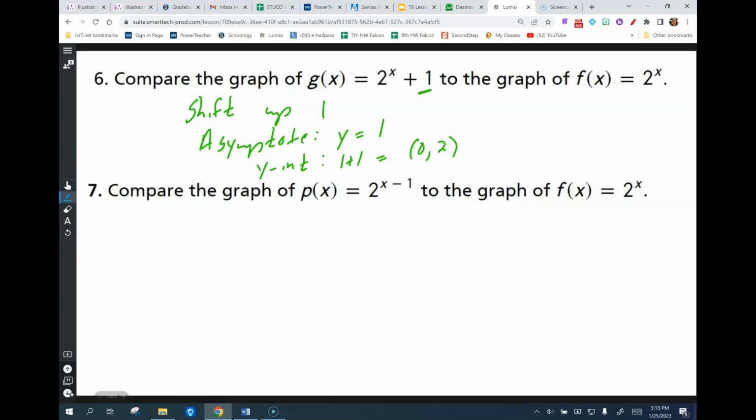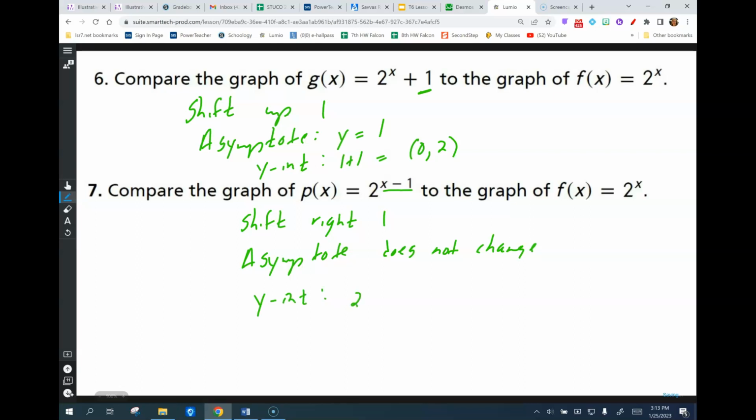Now, on this one, on number 7, we notice that it's up in the exponent. So therefore, we know it's going to be a horizontal shift. It's a minus, so we're going to go in the opposite direction. So instead of going negative, we're going to actually shift right 1. Because it is a horizontal shift, your asymptote does not change. And for your y-intercept, we're going to go the old-fashioned way. This is going to be 2 to the 0 minus 1, so 2 to the negative 1. So my y-intercept becomes 1 over 2. Good.